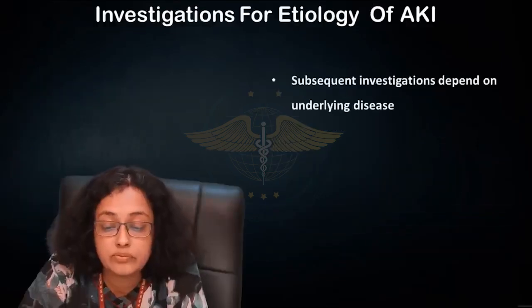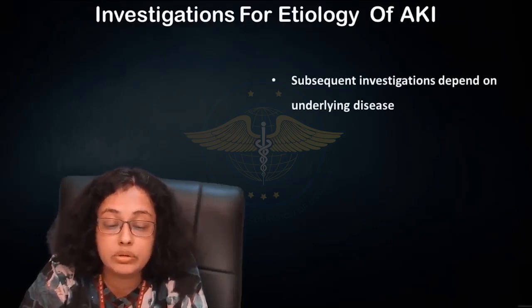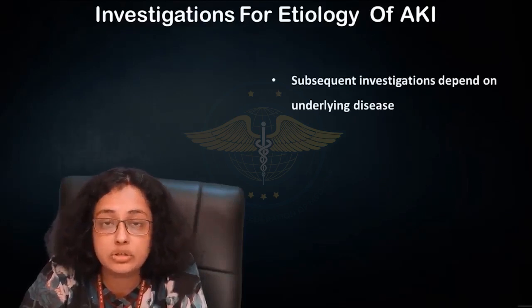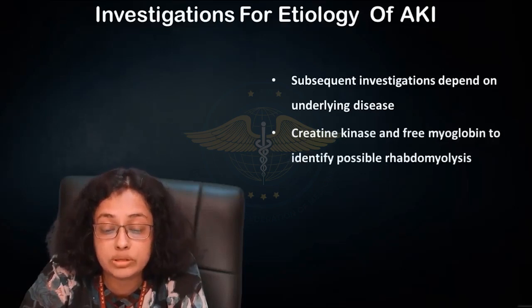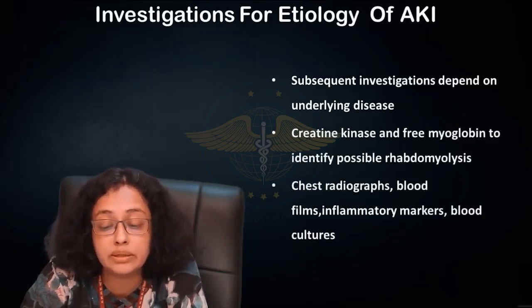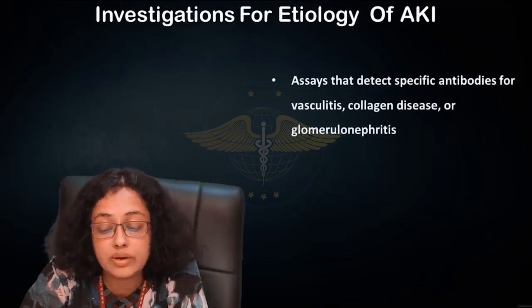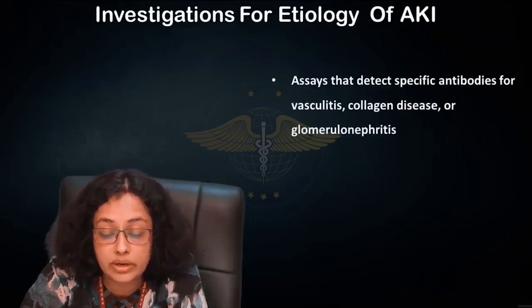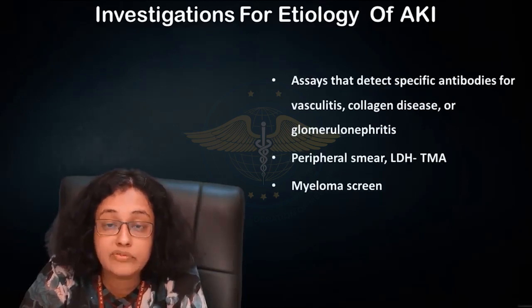Sometimes subsequent investigations also depend on the underlying disease. Like if you're suspecting myoglobinuria, suppose a patient has a history of crush injury and then comes with a rise in creatinine, then looking at the CK and the free myoglobin in urine is important. For sepsis, investigations like chest x-rays, blood films, blood cultures, inflammatory markers; assays to detect specific antibodies for vasculitis, collagen disease, or glomerulonephritis; peripheral smears and LDH for TMA. There are various investigations like this.